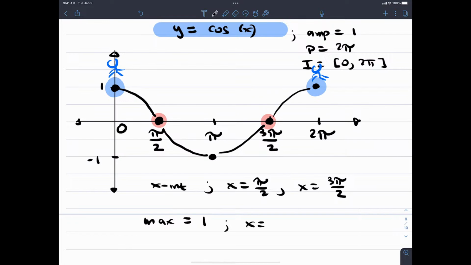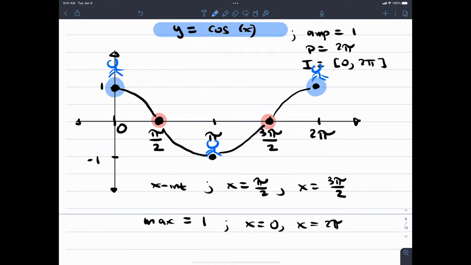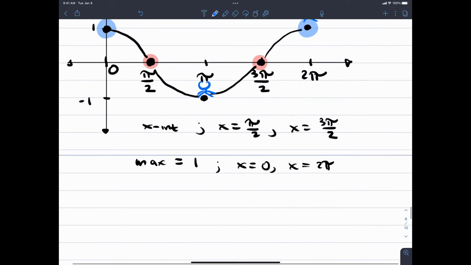Remember, this is when x is 0. Right in here, x is 0. And it happens when x is 2 pi. Over here, if you're standing right in here, you're at the what? You're below sea level again. So you have a minimum altitude. The minimum is -1, and that happens only when x is pi.